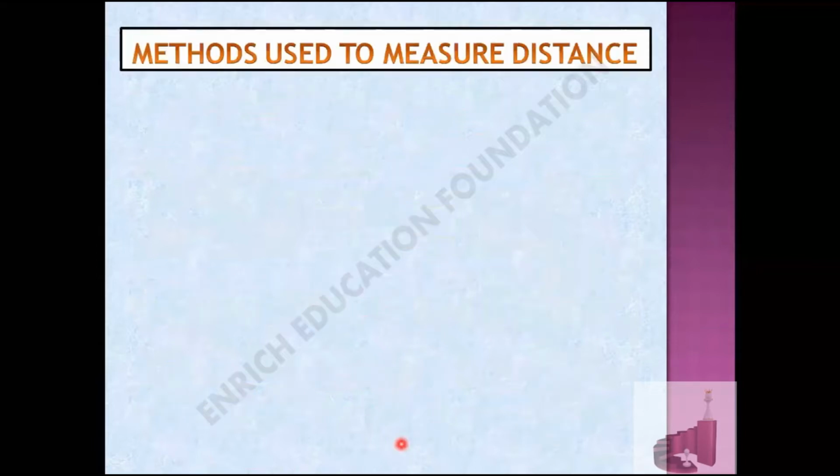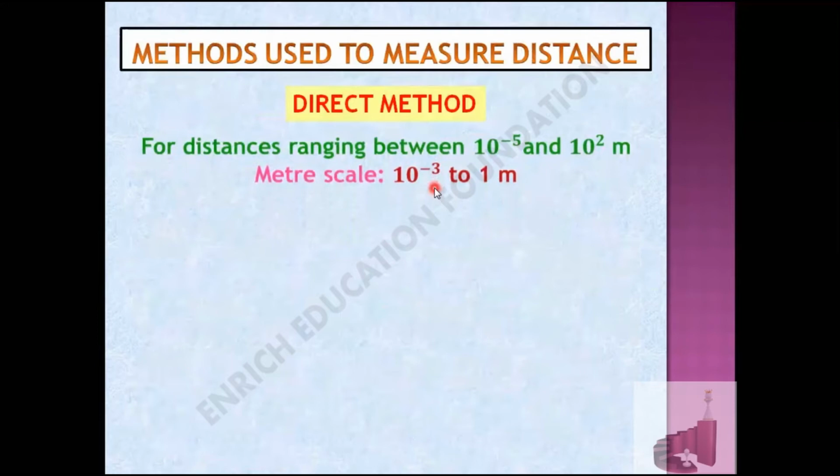There are various ways of measuring the distance. Some distances can be measured by the direct method. For example, if the distances are found to lie within the range of about 10^-5 meters to 10^2 meter, then we can measure it directly, either with the help of a meter scale, where the meter scale has a range of about 10^-3 meter, which corresponds to 1 millimeter to 1 meter.